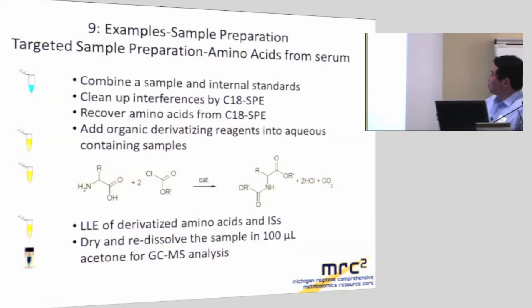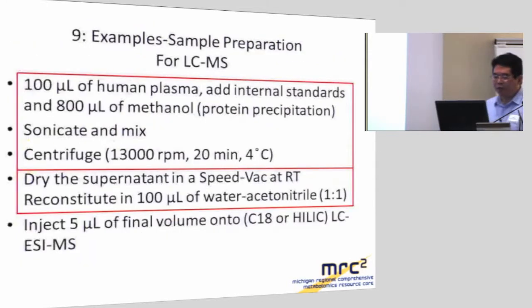This is a typical example that our targeted group uses for amino acids. You can see the first step is to add internal standard, and then you clean up using C18 solid phase extraction and recover the sample. Then you add the reagent to convert the two functional groups of the amino acids into organic functional groups so that they become volatile under high temperature and stable. And finally, they extract the amino acids and internal standard, dry, and redissolve in a solvent like acetone or hexane to do GCMS.